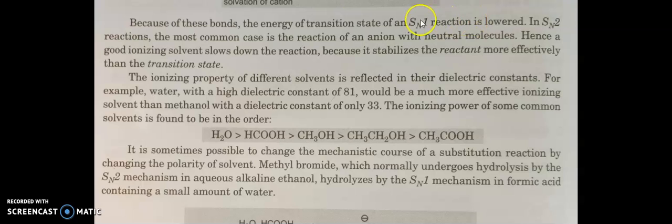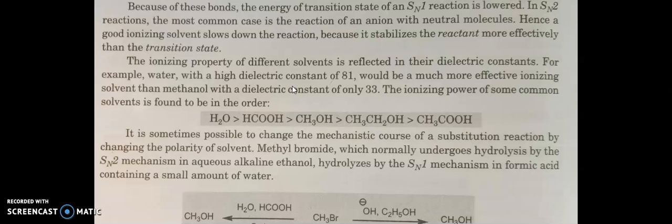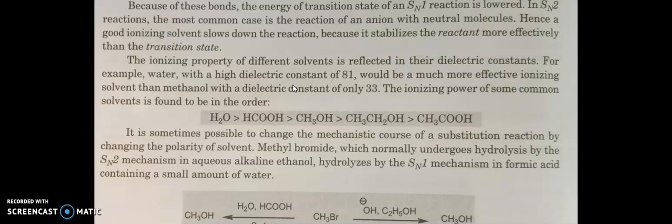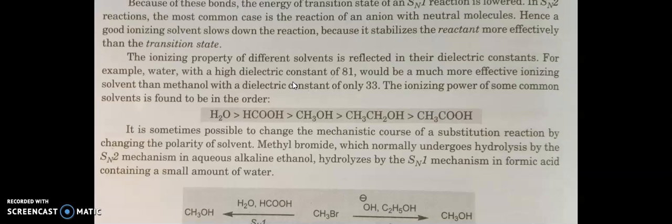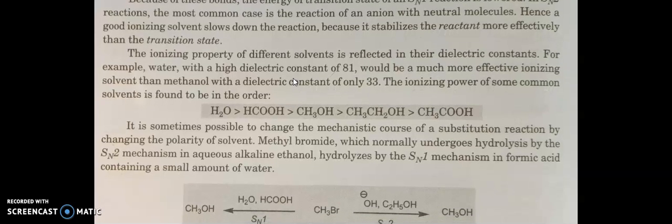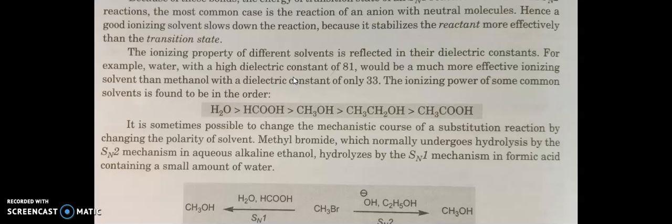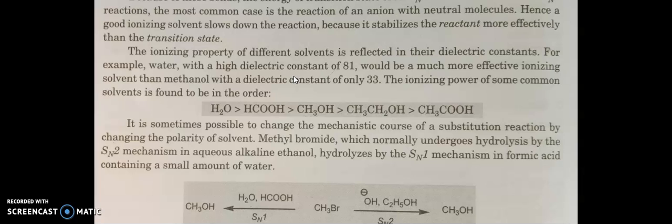My friends, in SN2 reactions, the most common case is the reaction of an anion with neutral molecules. A good ionizing solvent slows down the reaction because it stabilizes the reactant more effectively than the transition state. The ionization properties of different solvents are reflected in their dielectric constants. For example, water, with a high dielectric constant of 81, would be a much more effective ionizing solvent than methanol, with a dielectric constant of only 33.